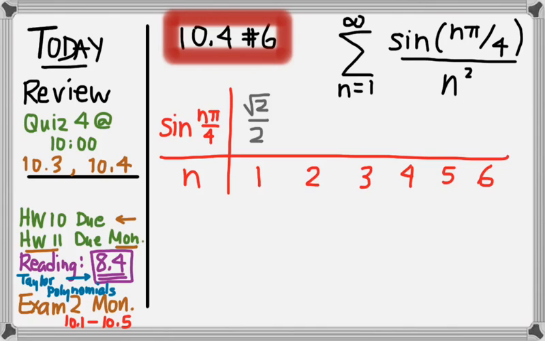How about n pi over 4 when n is equal to 2? So the sine of 2 pi over 4. That's up at the top of the unit circle, so that sine is equal to 1. Sine of 3 pi over 4, now that one's negative. The sine of 4 pi over 4, that's the sine of pi, 0. 5 pi over 4 is negative. 6 pi over 4 is negative.